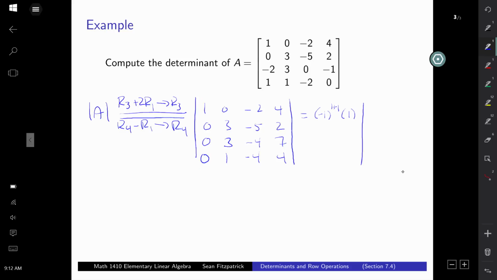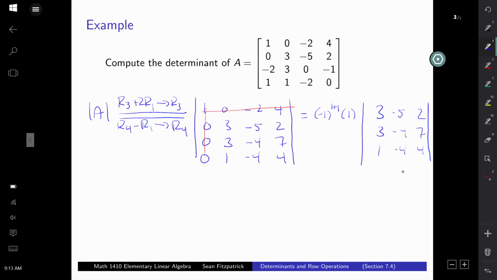So if I delete column 1, row 1, I'm left with 3 minus 5, 2, 3 minus 4, 7, 1 minus 4, 4. Okay, and I'm down to a single 3 by 3 determinant, right? If I had just expanded along either, let's say, row 1 or column 1 to begin with, I'd have to do 3 by 3 determinants. Now I only have to do 1, and all I had to do was a couple of row operations.